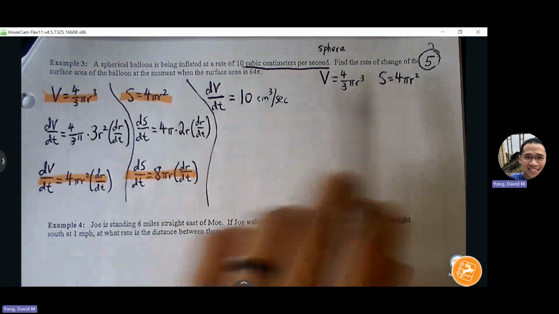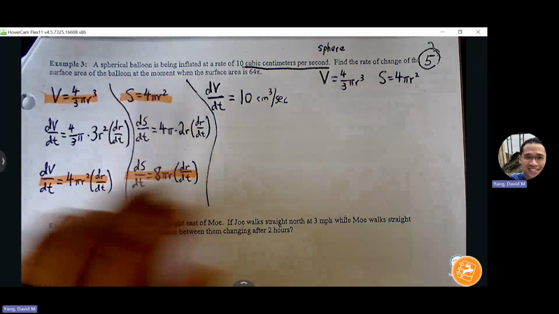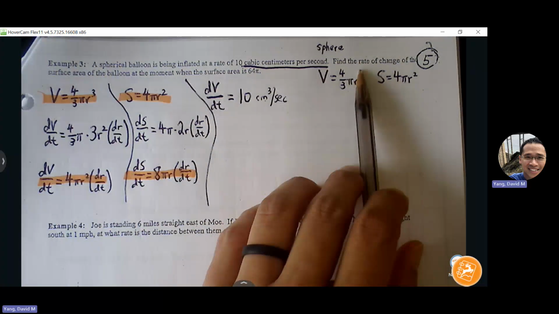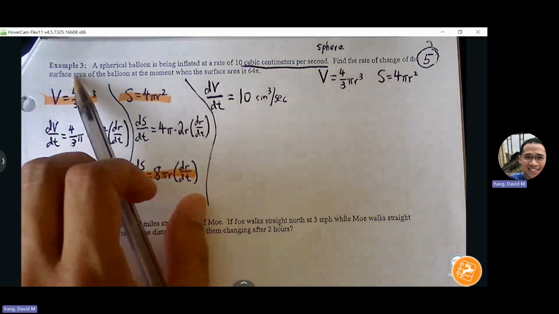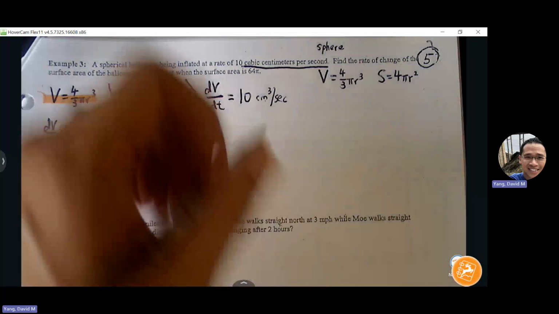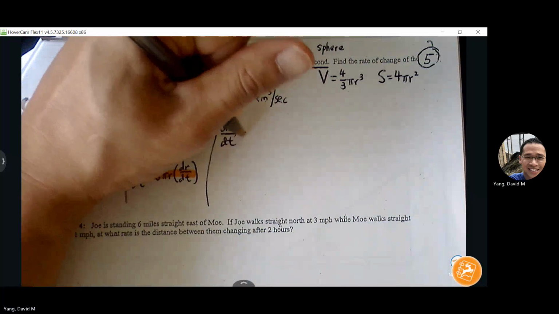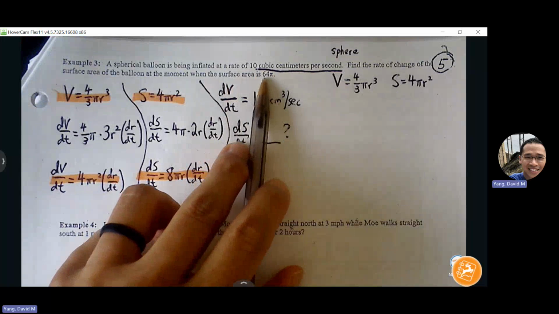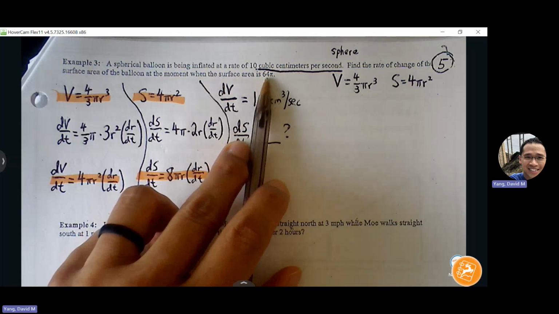Okay. Find the rate of change of the surface area of the balloon. Find the rate of change of the surface area of the balloon. What are we looking for? ds over dt, right? Rate of change of surface area is not just s. It has to be some sort of a movement involved there. So ds dt is our goal. At the moment when the surface area is 64 pi. That's just what? That's just s.